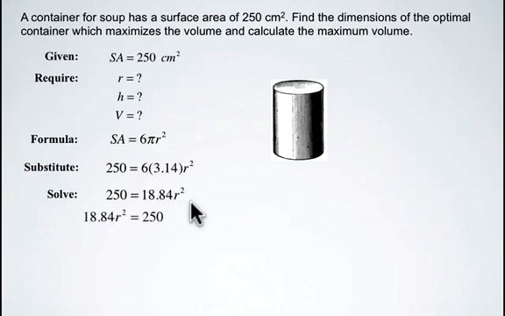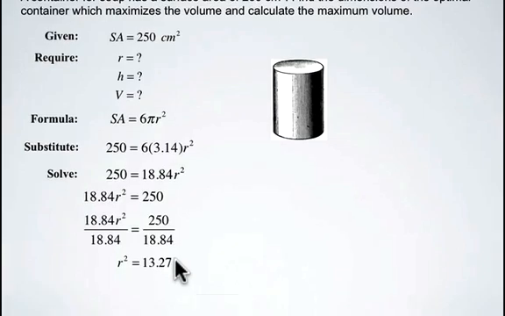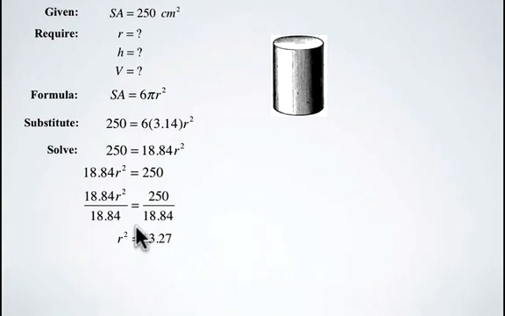We'll rearrange this so that we can solve for r squared. To do that, we need to divide by the coefficient, or the number in front of r squared, which is 18.84. So we'll divide both sides by 18.84, and you end up with r squared equals 13.27. 250 divided by 18.84 should give you 13.27. Now we need the radius, so we need to reverse the squaring process, and to do that, you take the square root of both sides. You should end up with a radius of 3.64 centimeters.